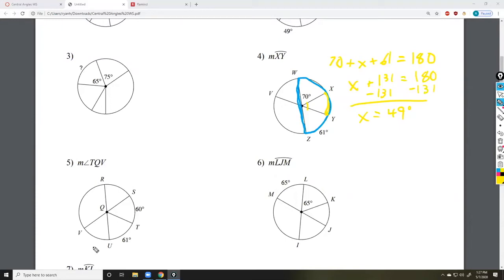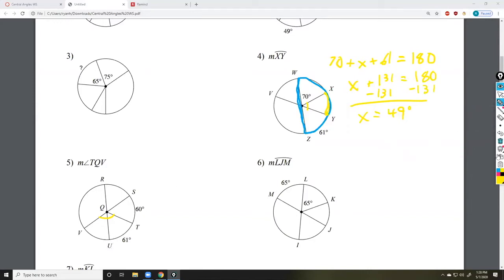Now, sometimes you want to pay attention to the measurement that you're being asked to find. So here you're being asked to find the measure of angle TQV. And TQV is this angle right here, T to Q to V. And so you know this is 61, so you want to figure out what this is. And you're going to use a diameter to do that. You're going to figure out what this is and then add it to the 61 to get the total measurement.